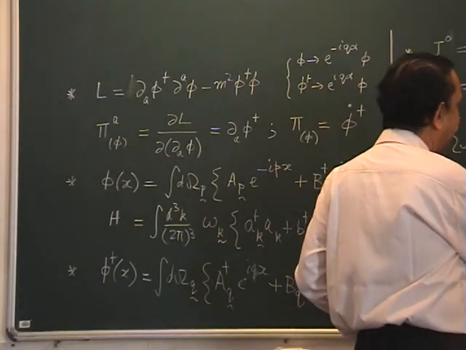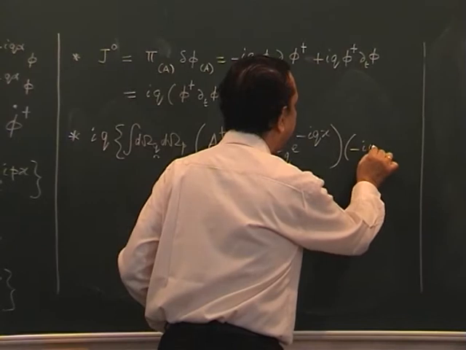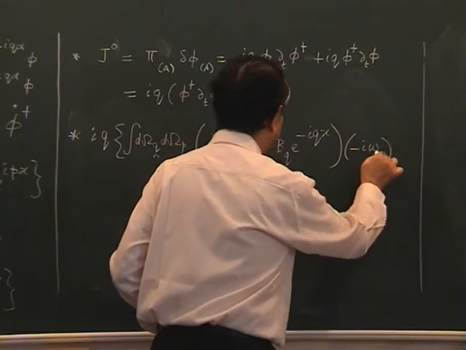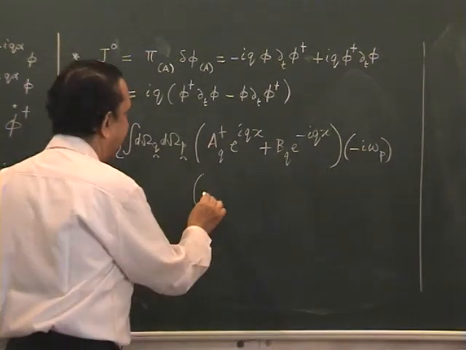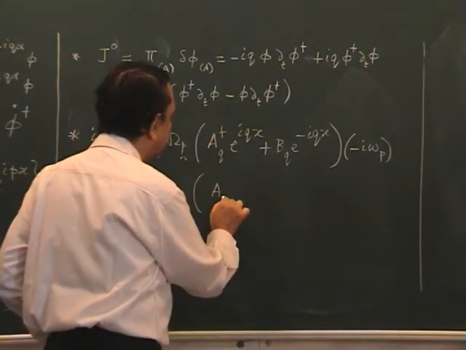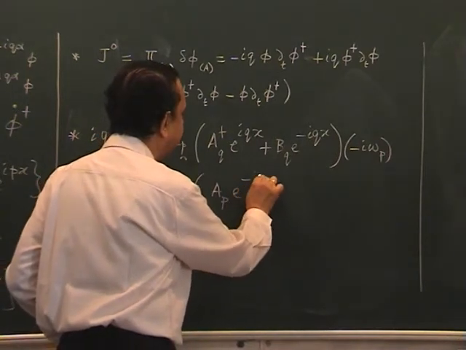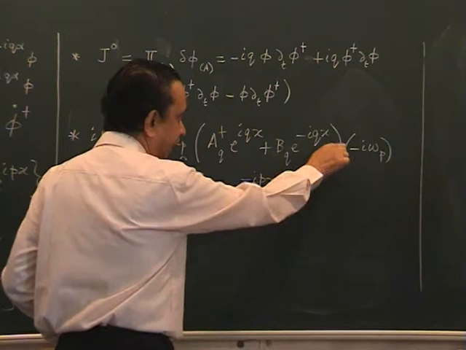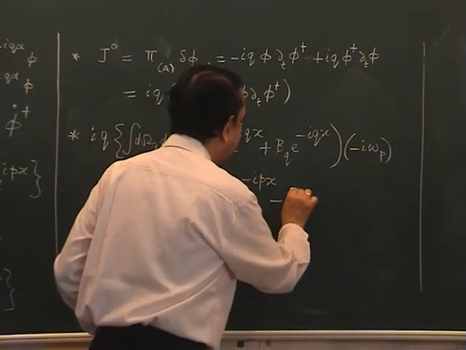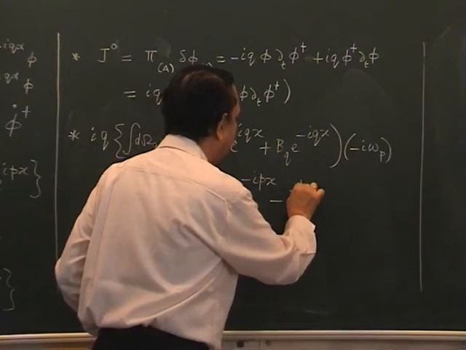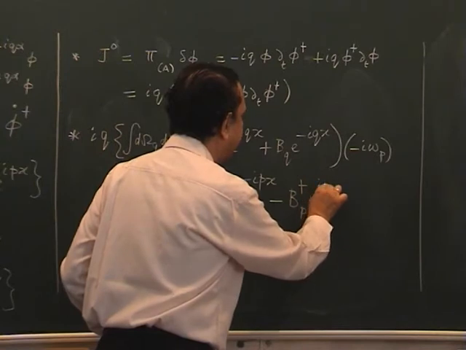So I have a minus i omega p. After that I will have a_p e to the minus ipx. We have taken a minus i omega, here it will come with a plus i omega, so there is a minus sign here. b dagger p e to the ipx.